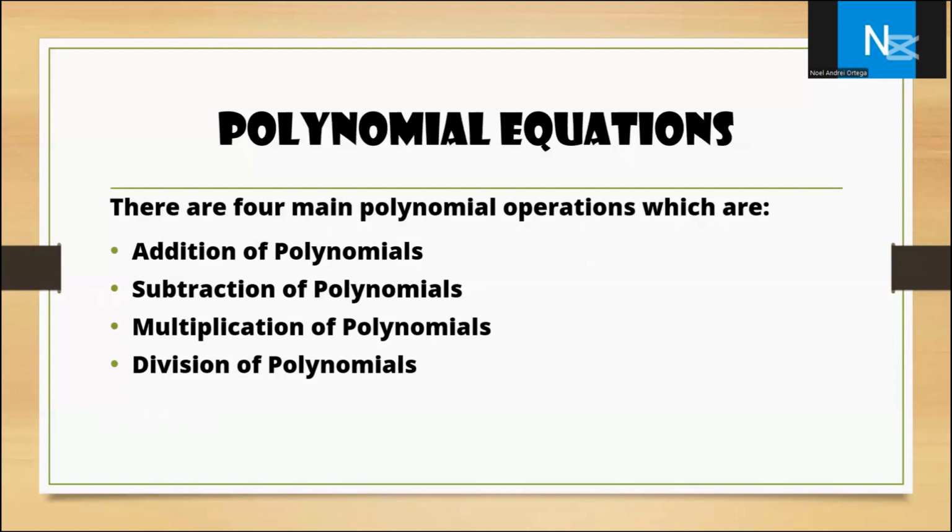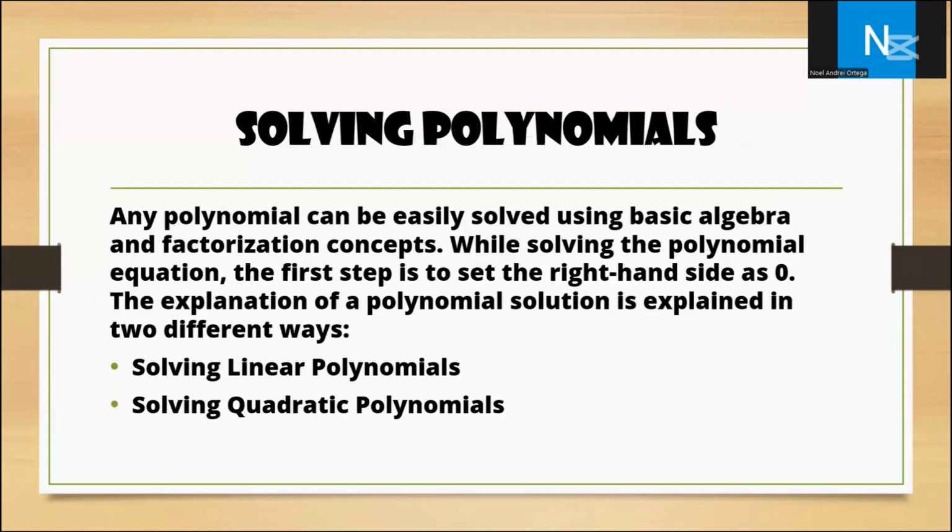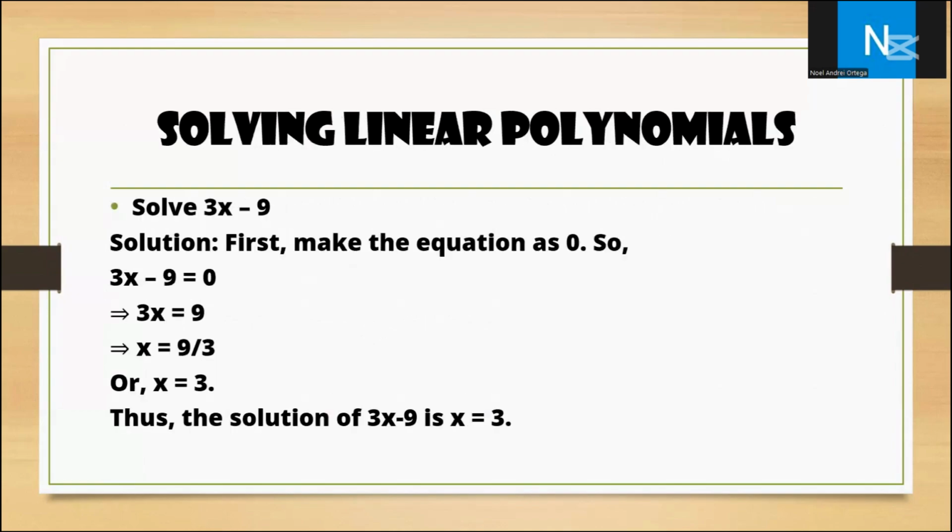So there are 4 main polynomial operations, which are addition of polynomials, subtraction of polynomials, multiplication of polynomials, and division of polynomials. But we'll be focusing on solving polynomials. Any polynomial can be easily solved using basic algebra and factorization concepts. While solving the polynomial equation, the first step is to set the right-hand side as 0. The explanation of a polynomial solution is given in two different ways: solving linear polynomials and solving quadratic polynomials. So we'll first do solving linear polynomials.